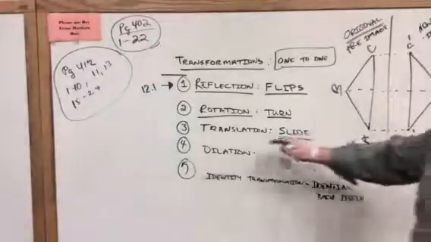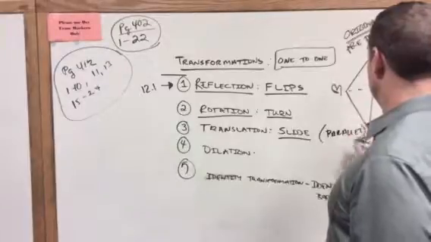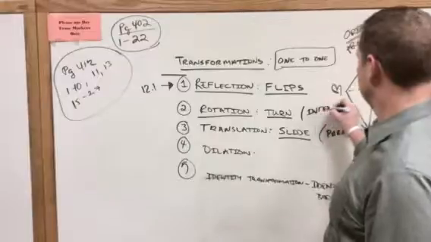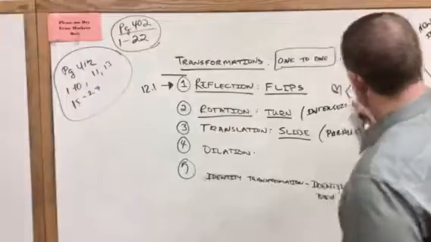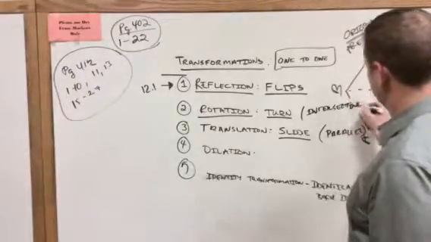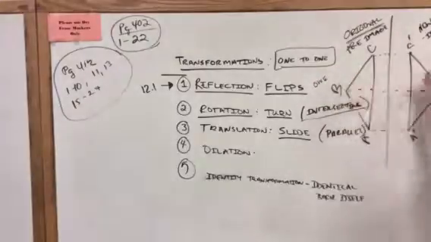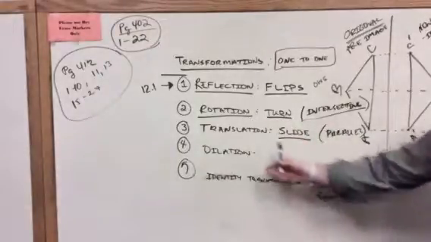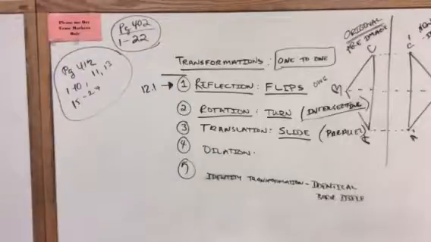Now, a translation happens over parallel lines. A rotation happens with intersecting lines. And obviously a reflection is over one line only, okay? It's just over the one line. So intersecting is rotation, and we'll show you some of these. Translation is parallel, over parallel lines, all right? Any questions over that at this point in time? Everybody got it?